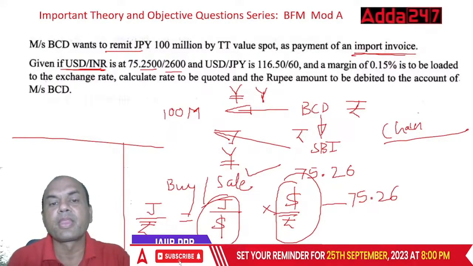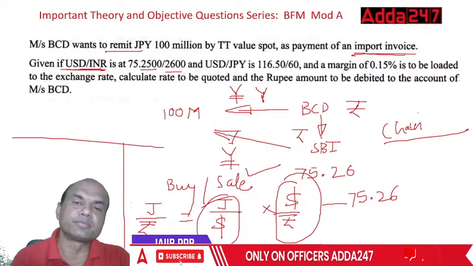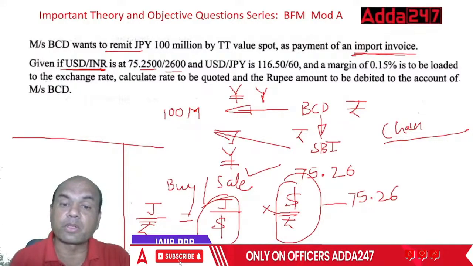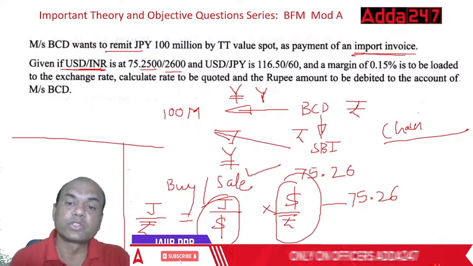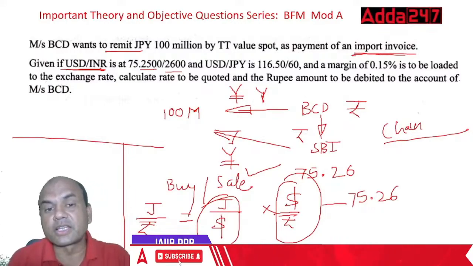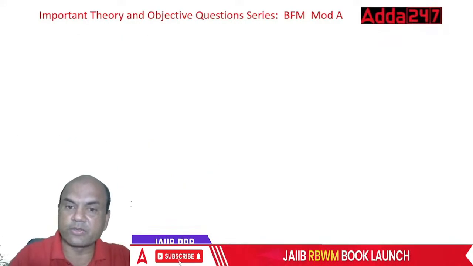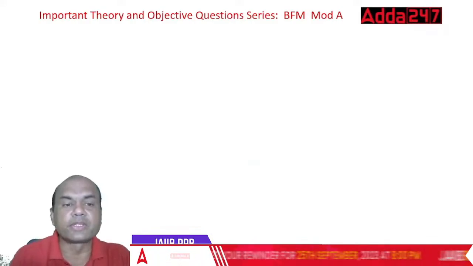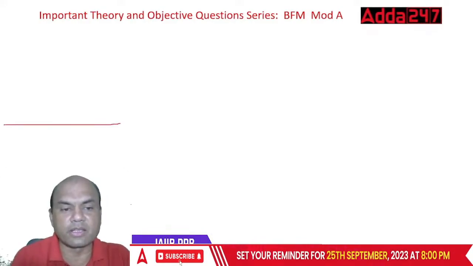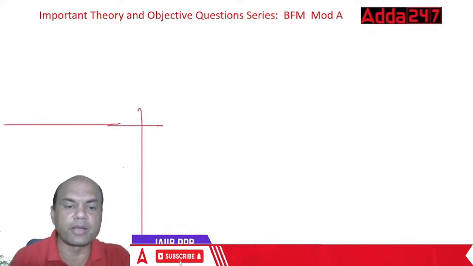Check this. I have dollar to JPY, but I want JPY to dollar. So what will I do now? It's the reverse, right? First, let me draw this line here, otherwise it goes behind me.